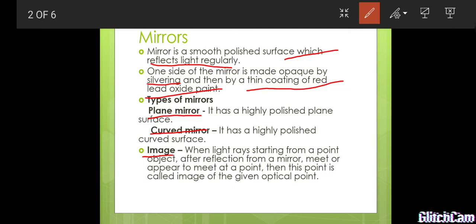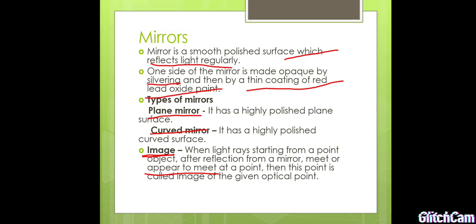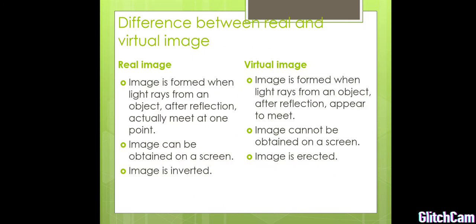And what is an image? There are important conditions for an image. They need a minimum of two rays to intersect. So the image appears when the two rays intersect each other. When the light rays starting from a point object, after reflection from a mirror, meet or appear to meet at a point, then this point is called the image of the given point object. Okay, so there is an important condition for an image. They need a minimum of two reflected rays to intersect at a single point.